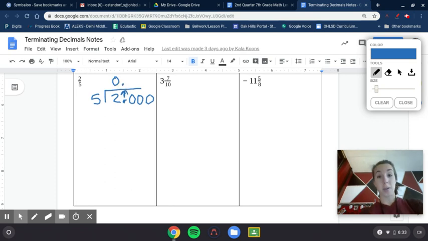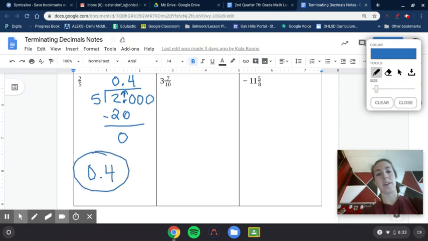5 can go into 20. It can go into it 4 times. 4 times 5 is 20. 20 minus 20 is 0. So since we got 0 as the remainder, that means that this decimal is terminated. It means it's done, it ends. And 2/5 equals 0.4.